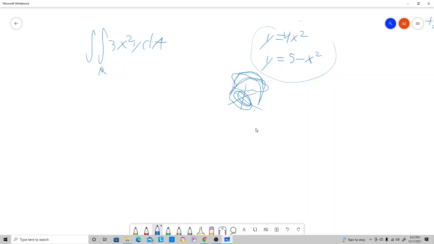So now what we have to do, the most important thing, is choose our limits. We have a function, right? But we gotta choose our limits. So let's draw how this region looks.